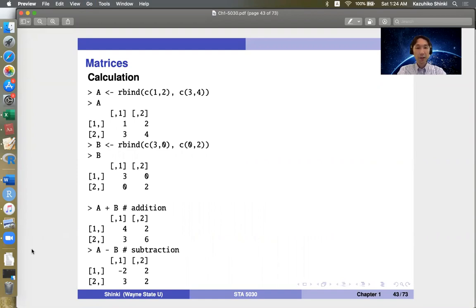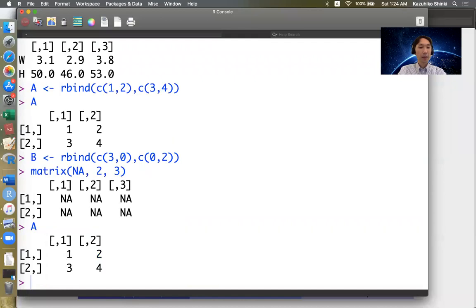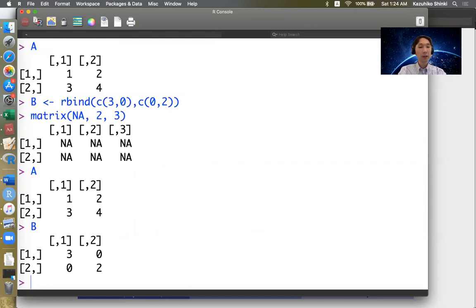Hi, in this video, we will study how to do matrix operations. So remember that we defined two matrices, A and B. A is the 2 by 2 matrix with entries 1, 2, 3, 4. B is the matrix with entries 3, 0, 0, 2. So what is A plus B?